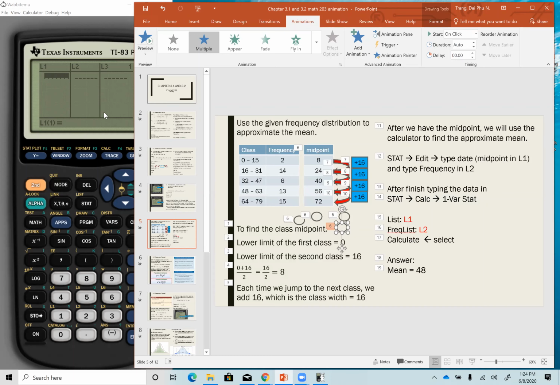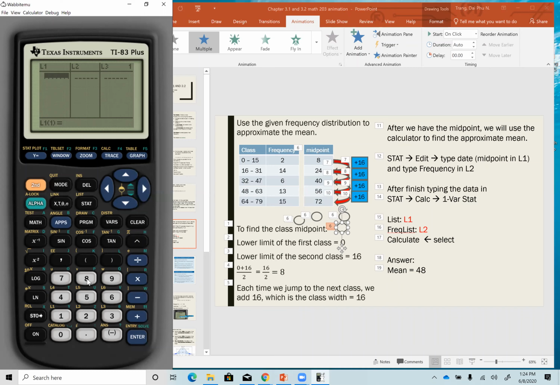Your midpoint is here. If you look at this, your midpoints are 8, 24, 40, 56, and 72, right? So we have 5 data, that's my 5 data. And now we go to the L2 and you type in your frequency. Reminder, your frequency is L2 and your midpoint is L1. For your frequency, you type in the 2, the 14, the 6, the 13, and the 15.